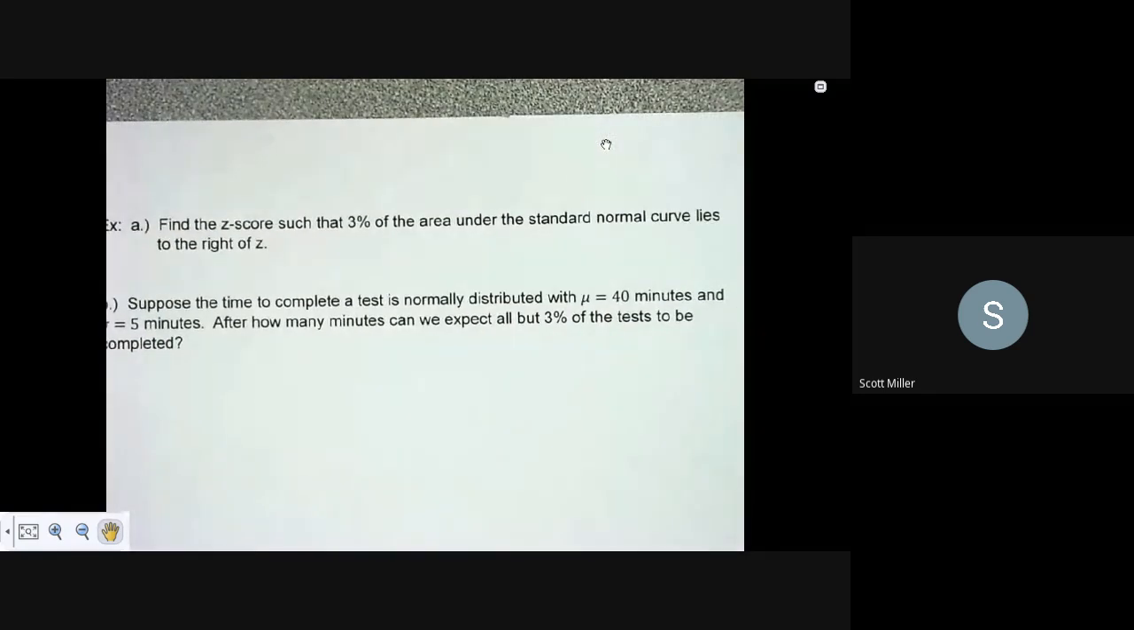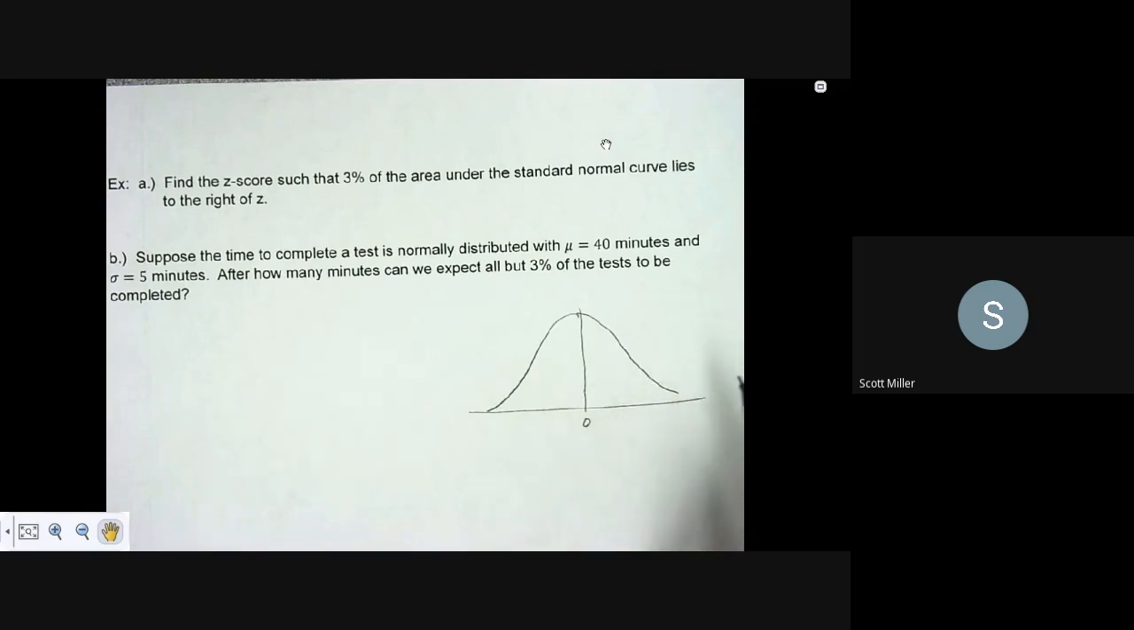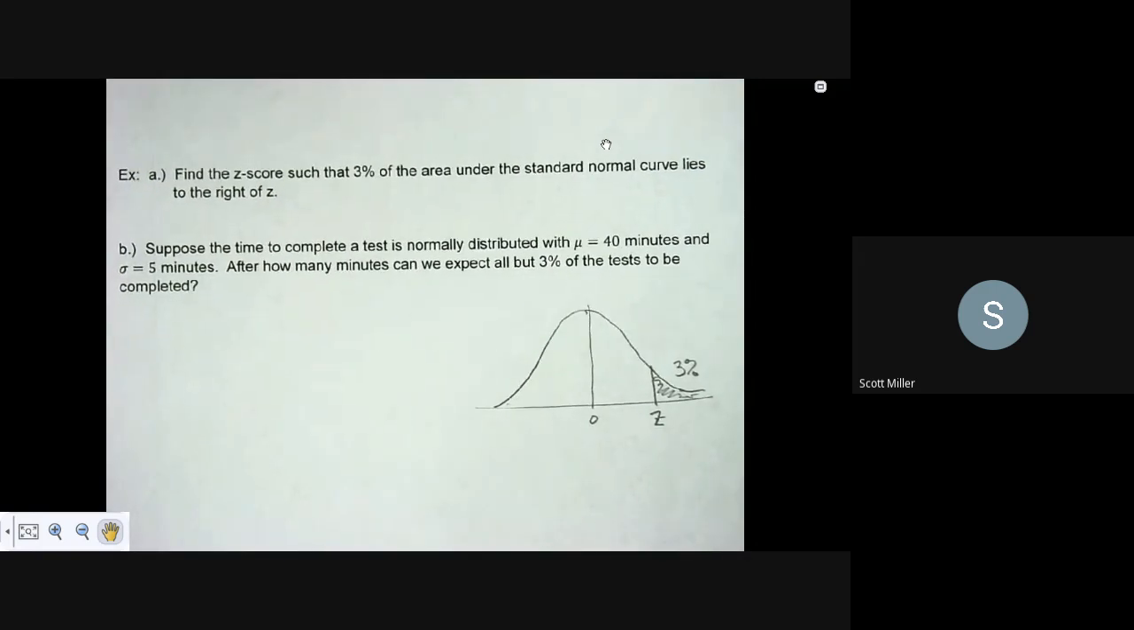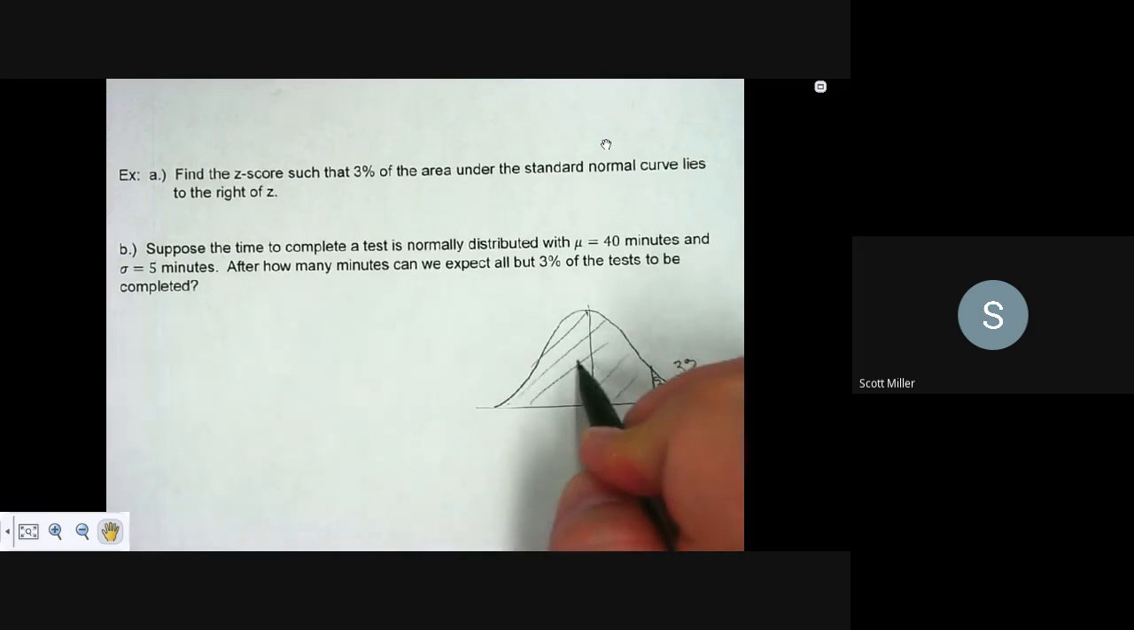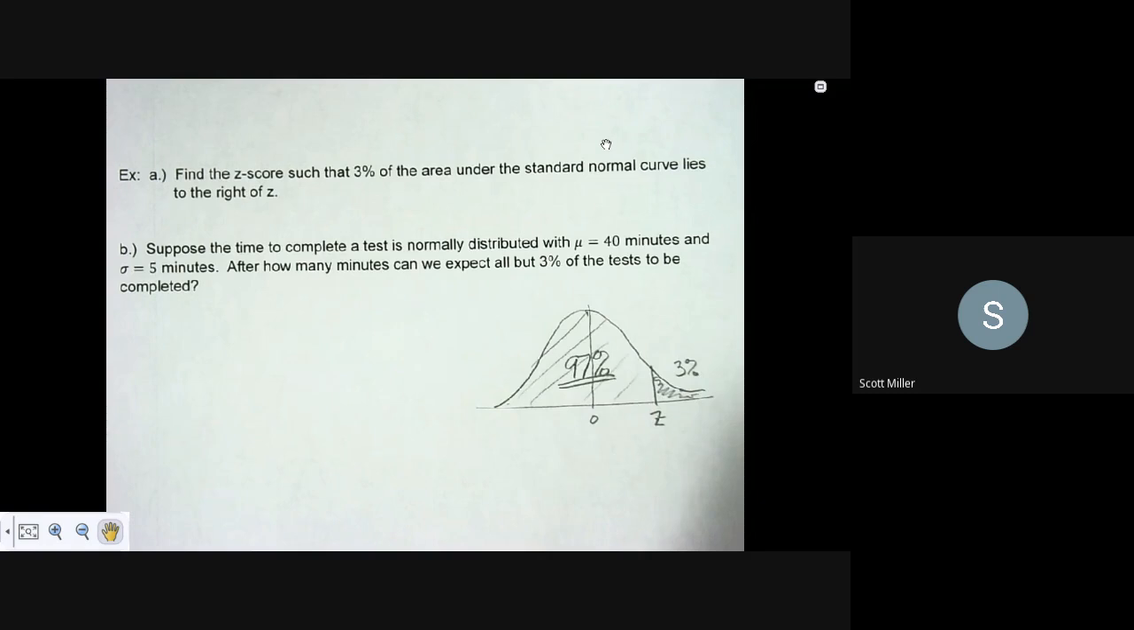So here's the next example. Let's find a z-score such that 3% of the area under the standard normal curve lies to the right of z. This is why you want to draw a picture. Here's the standard normal curve. This is 0. I want 3% of the area to be to the right of z, so there is some z over here where the area to the right of it is 3%. There is no value to the right on my table, only to the left. So if this is 3% this way, then the z-score on the table corresponds to the 97% over here.